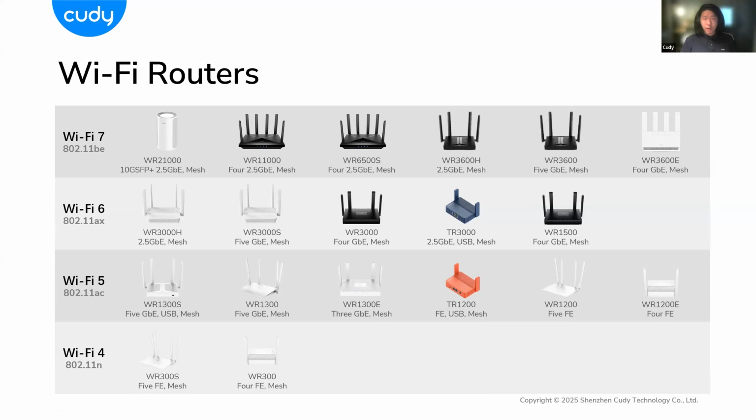So from Wi-Fi 7 to the currently very popular Wi-Fi 6, we have 3000 megabits per second devices, and they are also very popular. And Wi-Fi 5 and Wi-Fi 4 are the entry-level, budget-friendly options. And as you can see, most of them support mesh features. We're going to introduce mesh features later.